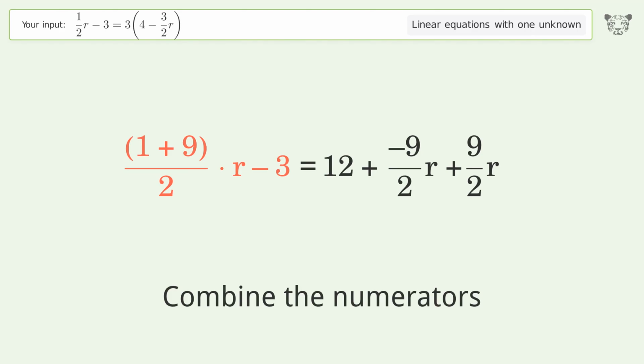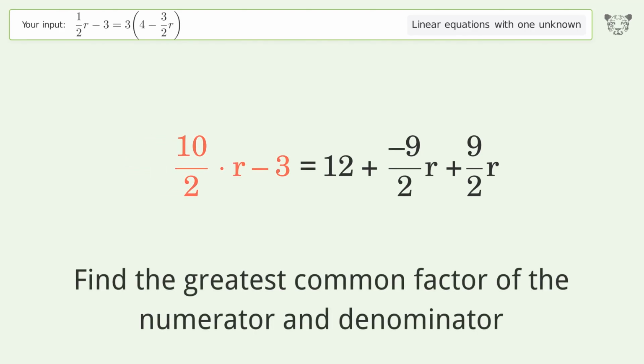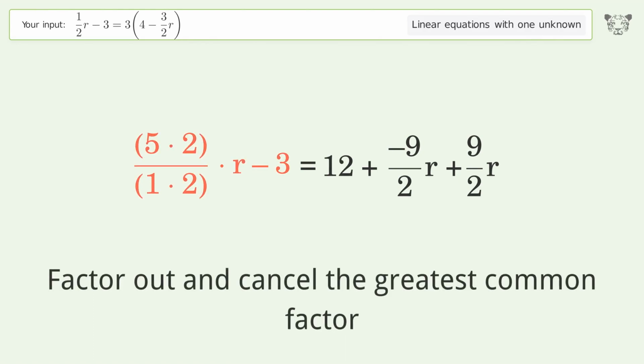Combine the numerators. Find the greatest common factor of the numerator and denominator. Factor out and cancel the greatest common factor.